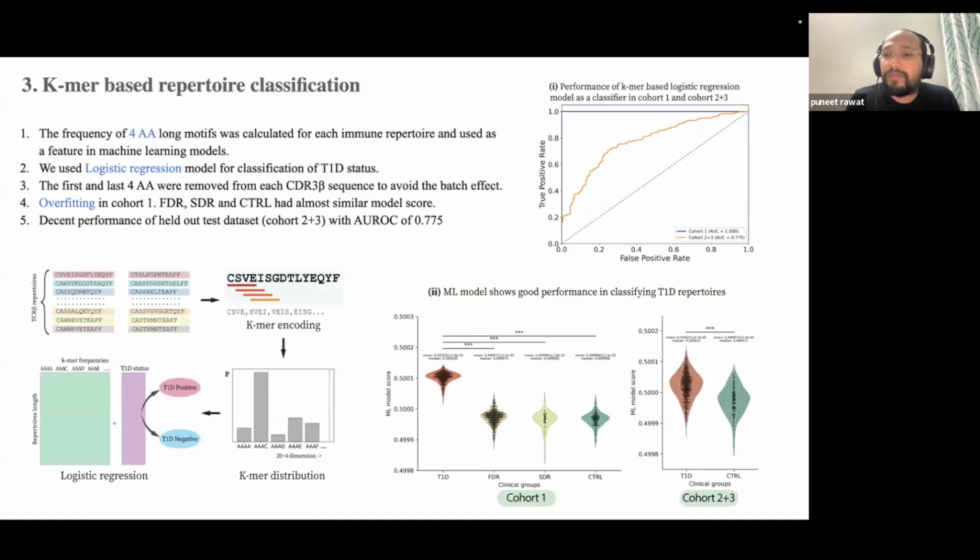When we trained our model, we found that the performance on the training data set is very good. But again, when we tested on cohort 2 and 3, the AUROC goes down to 0.7, which is still decent enough. But we again don't see a trend where type 1 diabetes has a much higher motif score compared to the others. It's like the T1D score is much higher compared to all other classes.